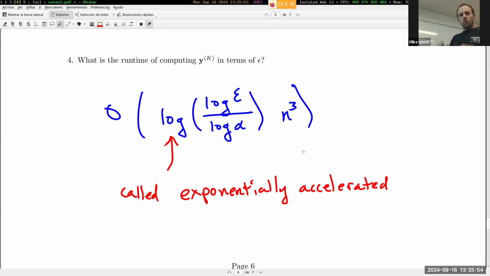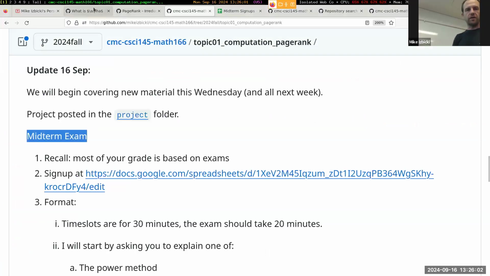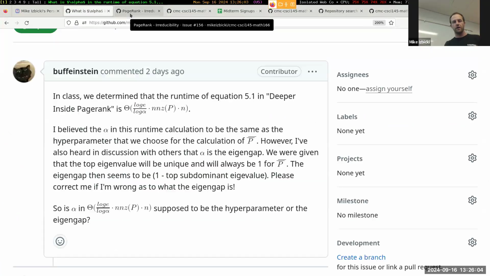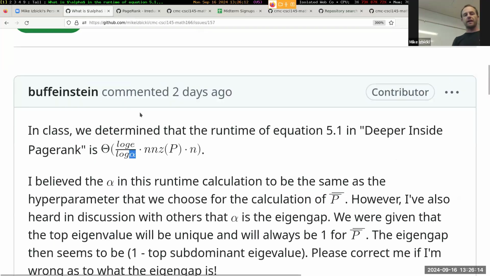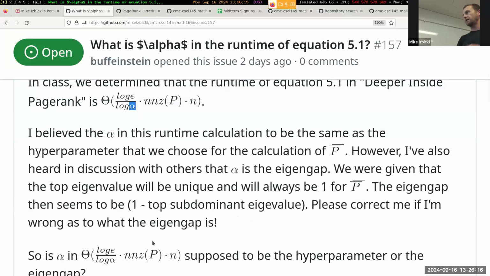Okay. What I actually wanted us to start talking about, though, after we have these answers, is these 2 issues posted over here. And these 2 issues are, again, closely related. They're asking about what's the meaning of this alpha value in our runtimes, and how does that relate to our different things that the paper talks about with the p-bar-bar matrix.